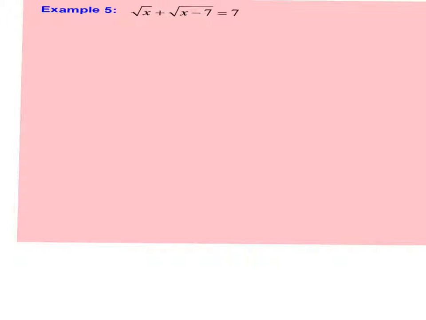Alrighty, here's a good example. Example 5, we're taking the square root of x plus the square root of x minus 7 equals 7. So you see there's a radical in 2 places. So you still need to isolate a radical on one side of the equation. You can pick either one to isolate, though. You just need to get one by itself. So let's say I'm going to try to get the square root of x minus 7 by itself. If I'm going to have that by itself on the left-hand side of the equation, I need to subtract my root x from both sides.